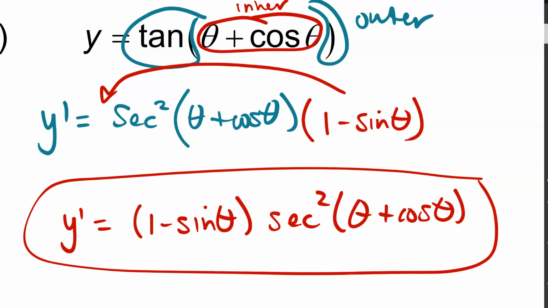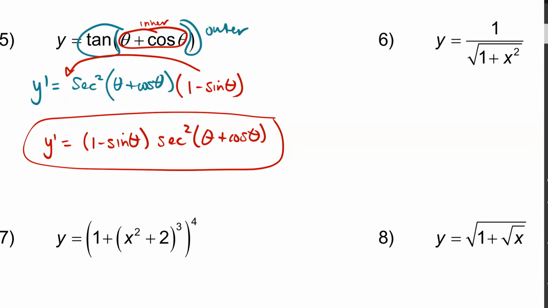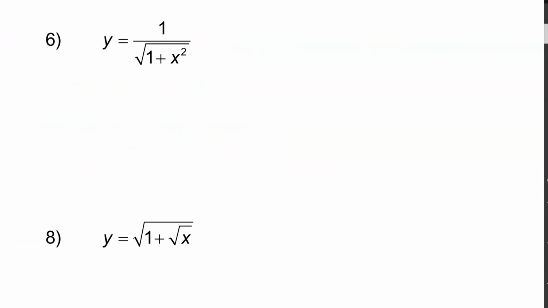A times B is B times A, commutative property of multiplication. As long as what you have is an equivalent expression, that's fine. If it's not equivalent, I'm going to mark it off. Okay, let's try number 6.